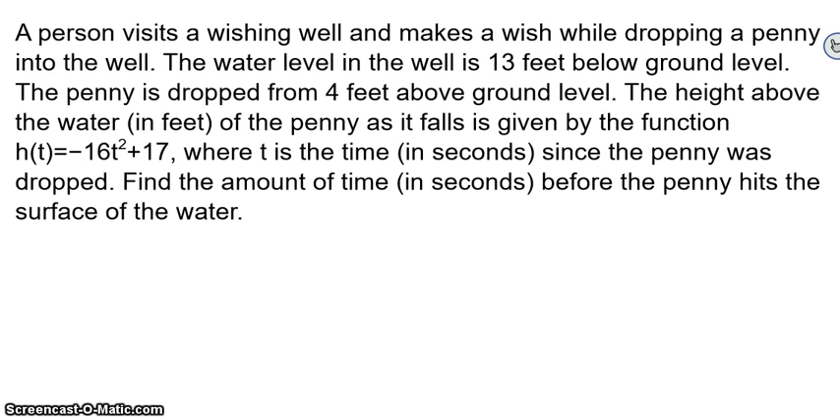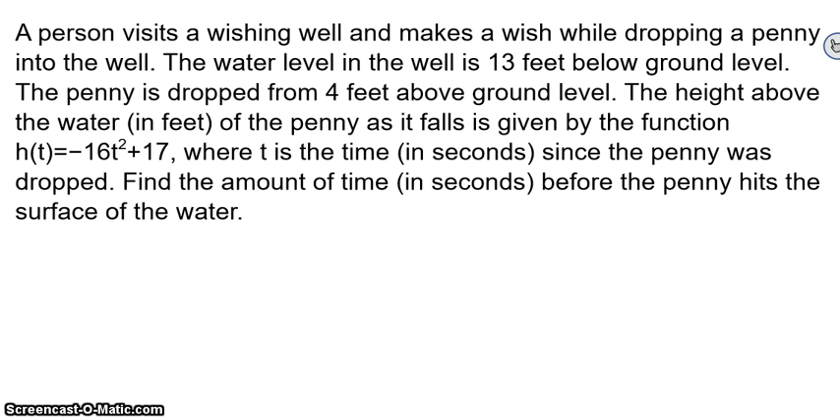The last example today gives a word problem that deals with gravity, kind of like the problems we were working with before. A person visiting the wishing well makes a wish and drops a penny into the well. The water level in the well is 13 feet below ground level, but they drop the penny from 4 feet above ground level. So the height above the water in feet of the penny as it falls is given by this function: h of t, where t stands for time, equals negative 16 t squared plus 17. Remember, negative 16 is acceleration due to gravity in feet per second squared, and the 17 comes from 4 feet above ground level falling all the way to 13 feet below ground level.